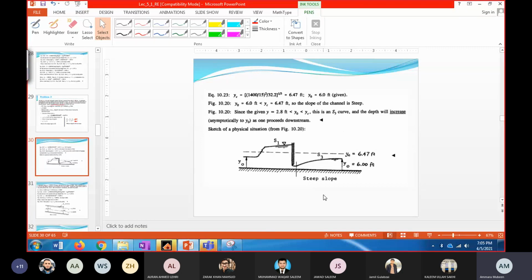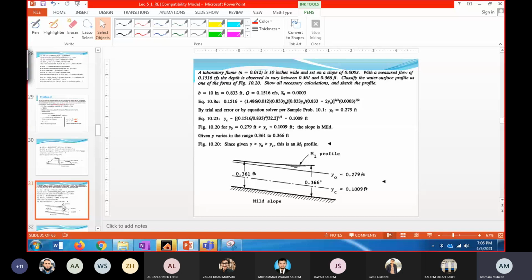this can be the physical situation where you can come across this kind of water surface profile, after the sluice gate, downstream of the sluice gate. The S3 profile is governed by the upstream control section. Okay, so this is how you have to make the physical situation. Let's check the next question.